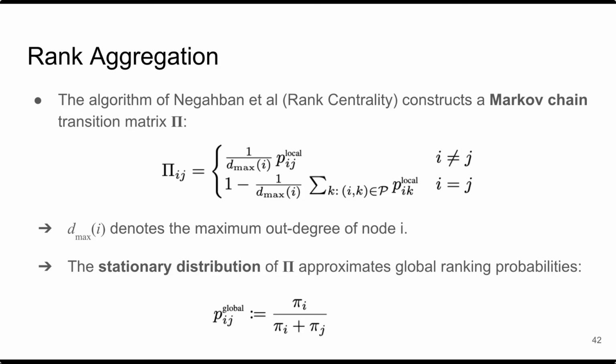Note that for approximating the global empirical ratings, you only need to have the local ones. And for those local comparisons that you don't have, basically, if there is no comparison done between I and J, the transition matrix essentially has zero.